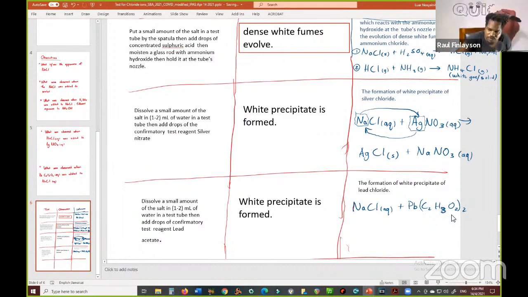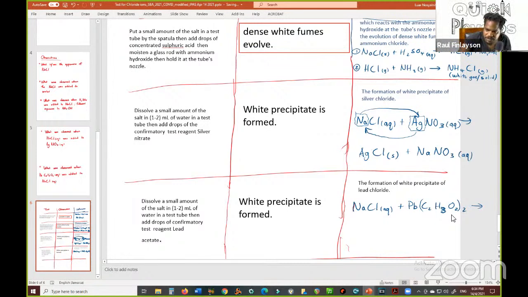Acetate ion is just a combination of carbon, hydrogen, and oxygen to form a single ion. This ion is found in vinegar, hence it's also called acetic acid. But this is a salt that is formed from vinegar. So it's C2H3O2, the acetate ion there. We don't need to concern ourselves about that.